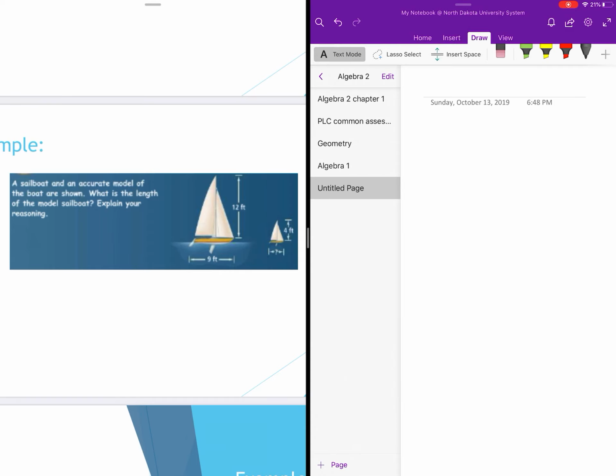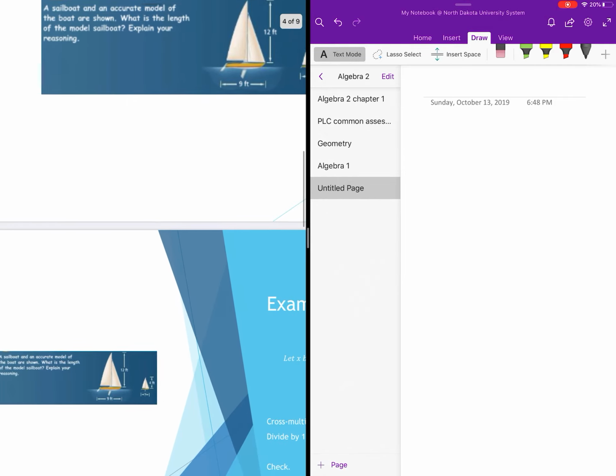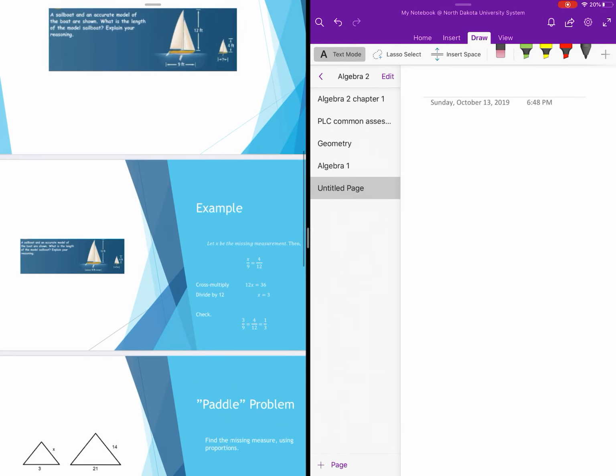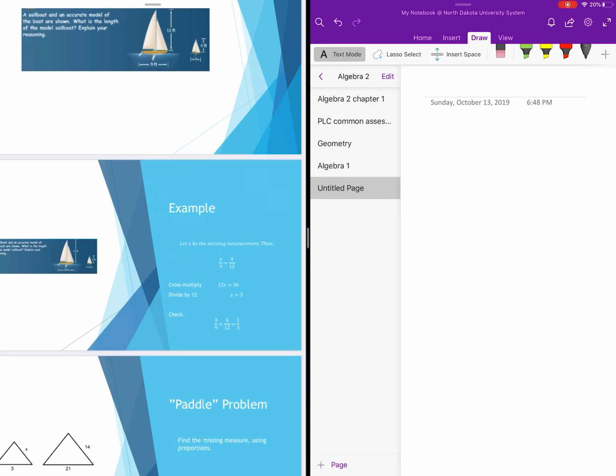So we can use a proportion. Remember, a proportion is just an equation that sets two ratios equal to each other. So we can use that information to find the missing length of the sailboat. And here's how we do it. We let x be the missing measurement. We put x over 9 because we're comparing the length of the little boat to the length of the long boat. And then we put 4 over 12, 4 being the height of the little boat to the height of the long boat.